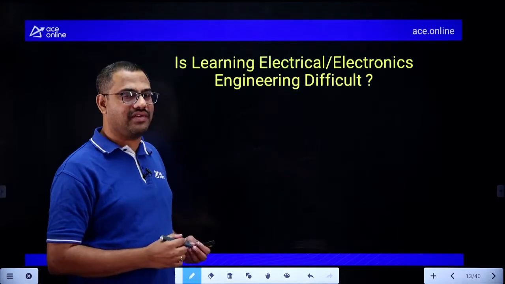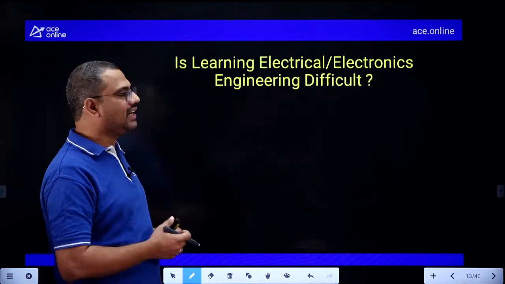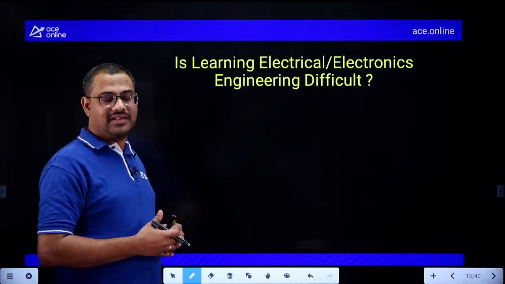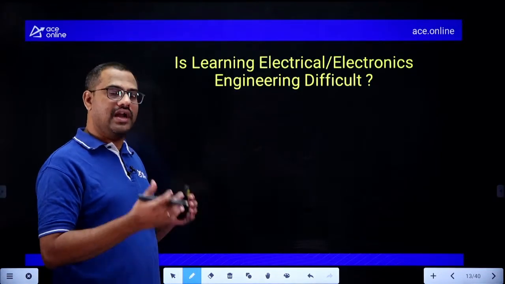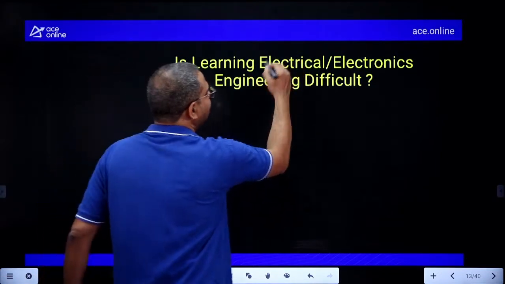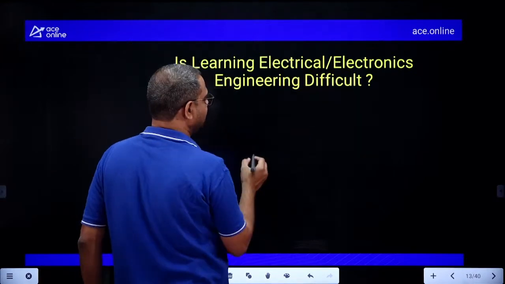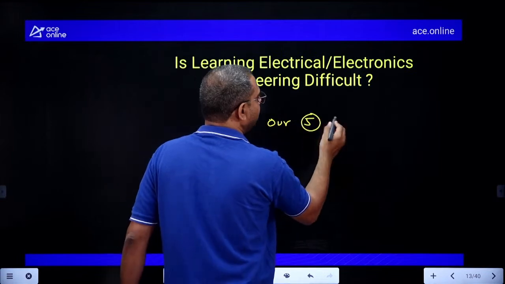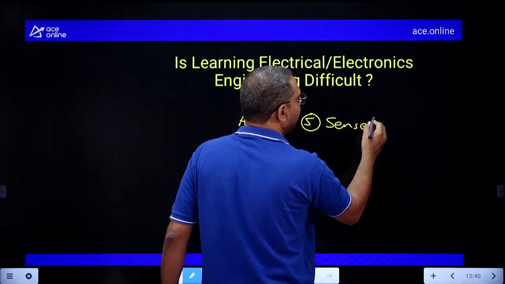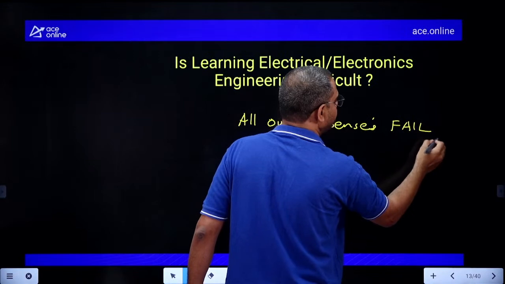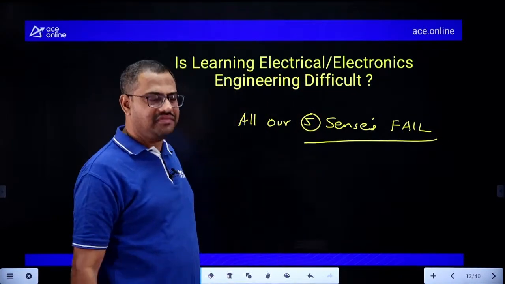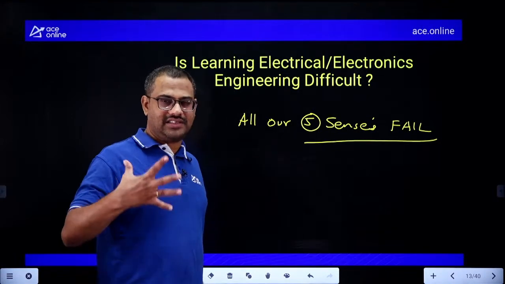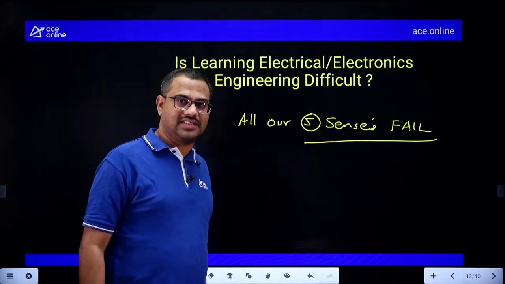But there is some reason why everyone says there is difficulty in understanding. Compared to computer science, civil, mechanical, chemical, they say electrical engineering is tough. One of the reasons is that in understanding this great energy, all our 5 senses fail. That is what I would like to claim. If you ask me, sir, what is the difficulty in electrical science? This is the difficulty. In understanding this great energy, all our senses fail.